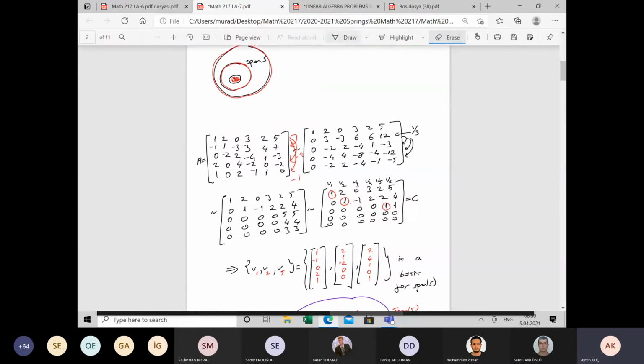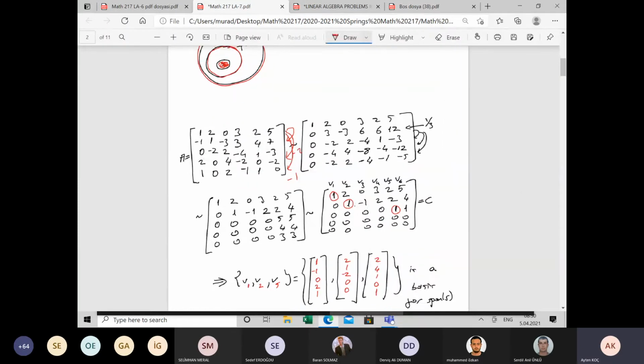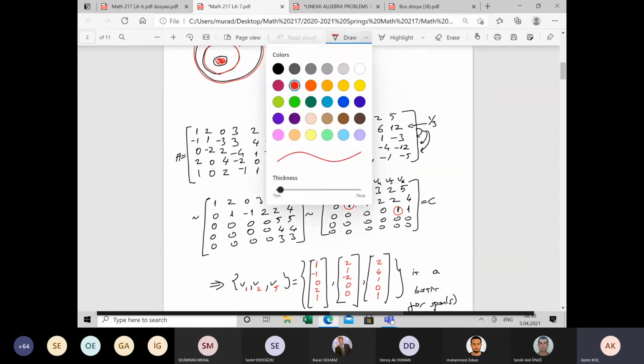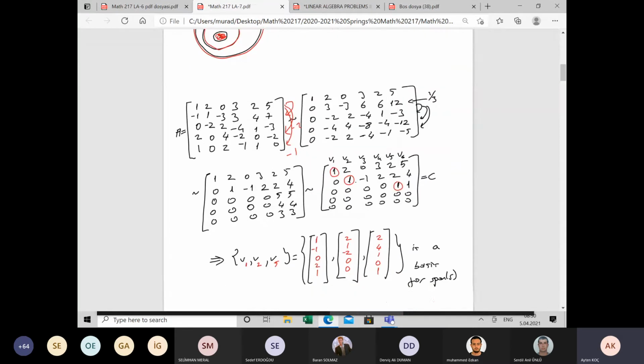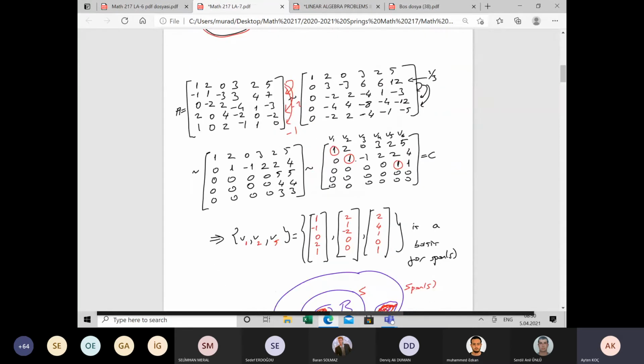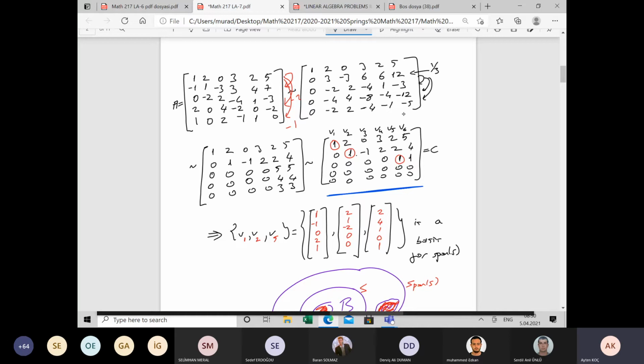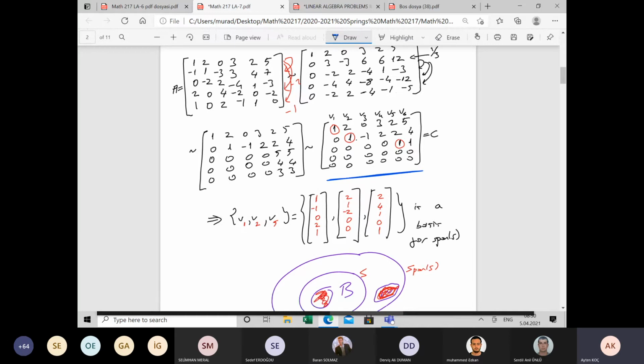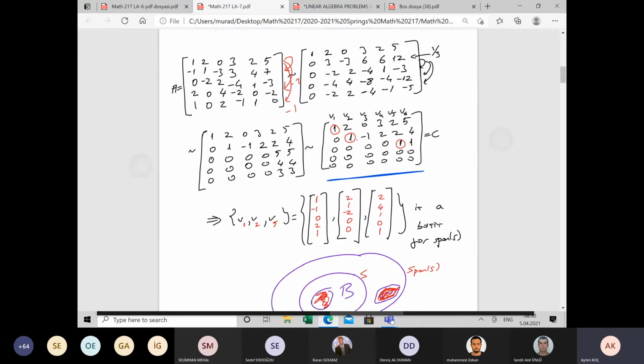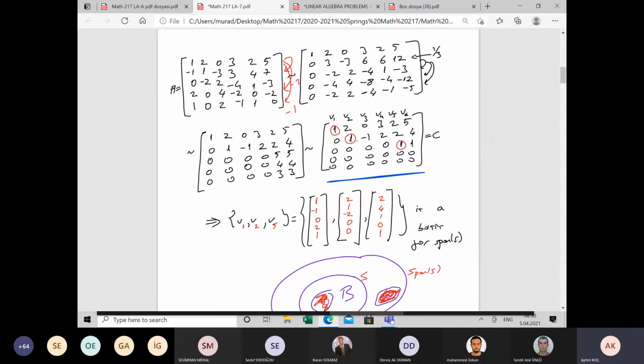And consider this step, and then we obtain the row echelon form. Look at this one, this is a leading one. This one is a leading one. This one is a leading one. So look at this: this one is V1, V2, and this leading one belongs to V4. So our basis contains V1, V2, V5.